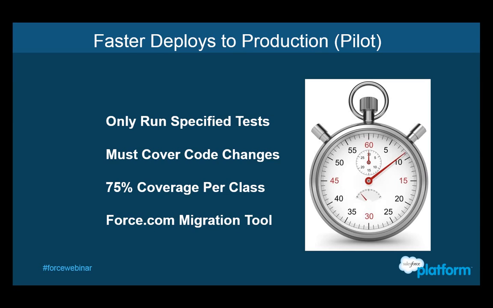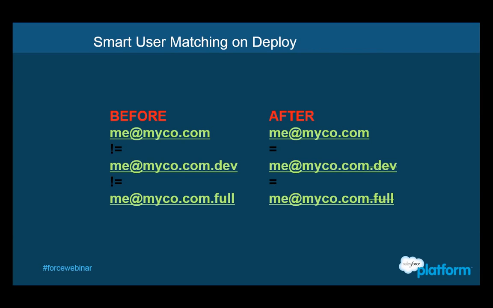It won't be available through change sets in the pilot release at least. The other one that seemed like a smaller item that got released in Summer '13 is smart user matching. Previously, when you created sandboxes in Salesforce, all your users got an appendix of .dev or .full. That used to cause some issues when you're deploying between environments. Now Salesforce interrogates the user and finds out that these are all the same user as you go through those environments. It certainly looks like a small change, but it's helped a lot of deployments.